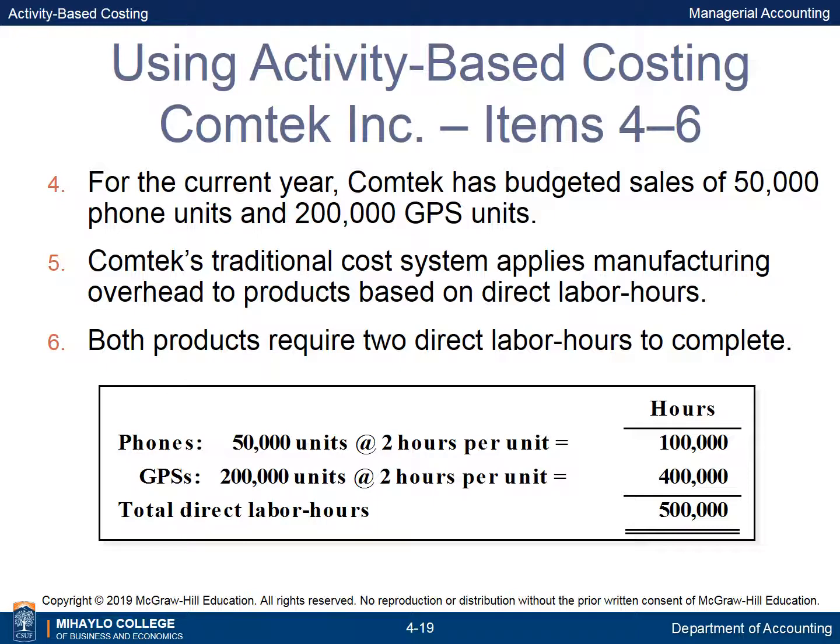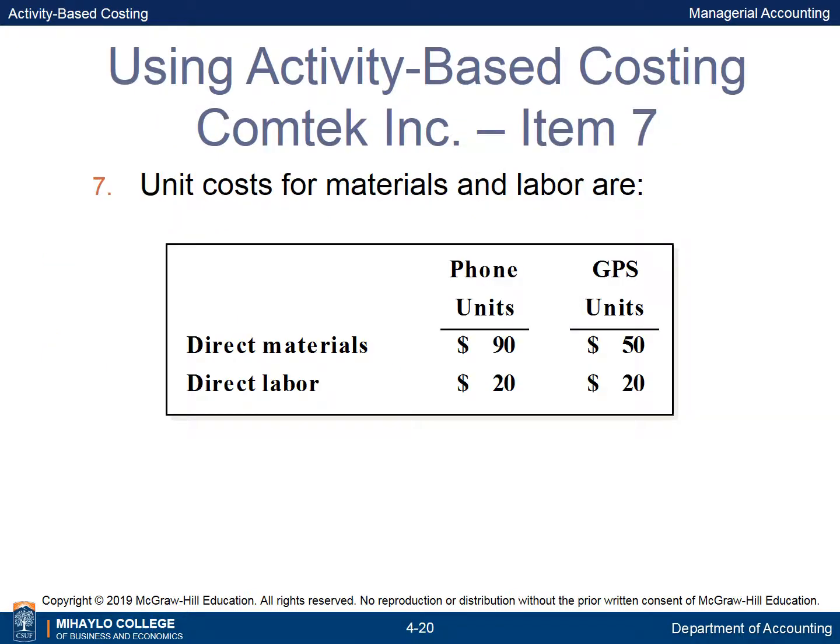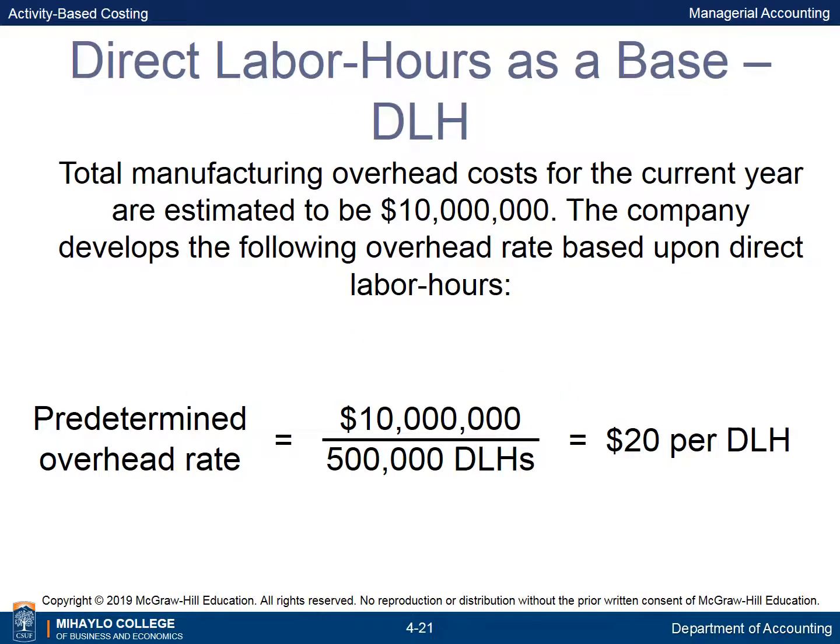Both products require 2 direct labor hours to complete. The phone units and GPS systems consume 100,000 and 400,000 direct labor hours, respectively, for a total of 500,000 direct labor hours. Materials cost $90 per unit for the phone units and $50 per unit for the GPS units. Labor costs $20 per unit for both the phone units and the GPS units. Total manufacturing overhead costs for the current year are estimated to be $10 million.